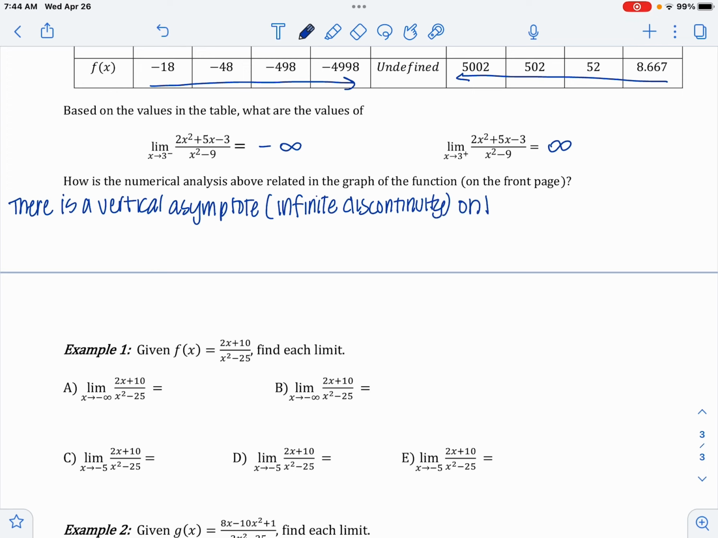On the graph at x equals 3. And that's this value right here. Okay, so think about it. If it's negative infinity, there's something pointing this way, and that would imply that asymptote.